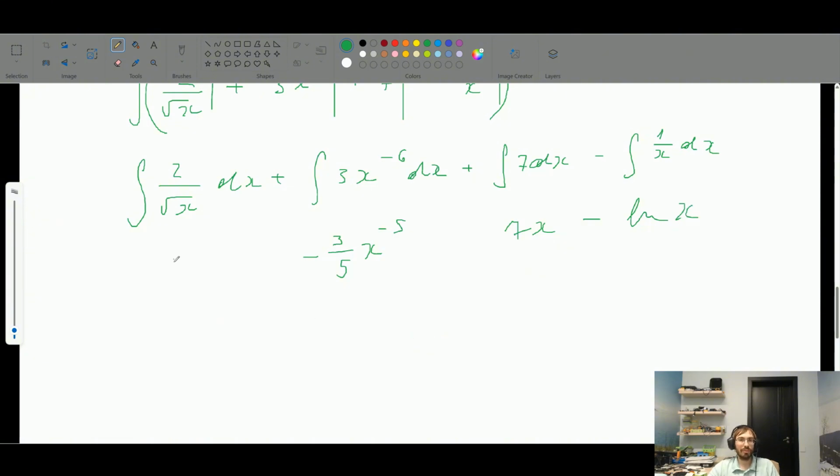But what to do with the first one? Well, the first one is a division, but thankfully we can make it a certain power of x. Root x is x to the power 1/2. Since root x was at the bottom of the fraction, it will be rewritten as x to the negative half. So it will be 2 times x to the power minus 1/2.